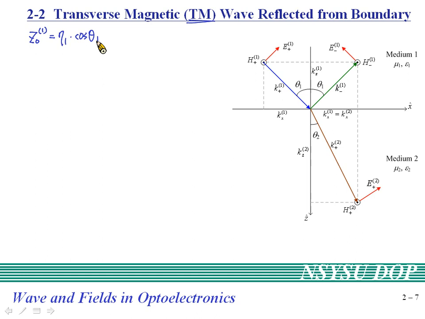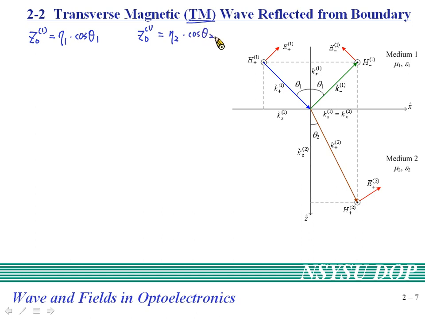Let me remind you that for TE wave, the characteristic impedance in medium 1 is eta1 divided by cosine θ1. But for TM wave, the characteristic impedance is eta1 times cosine θ1. Okay? And in medium 2, we can also have the characteristic impedance Z02, which is eta2 times cosine θ2.